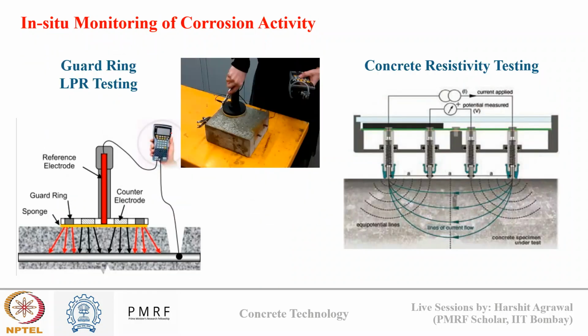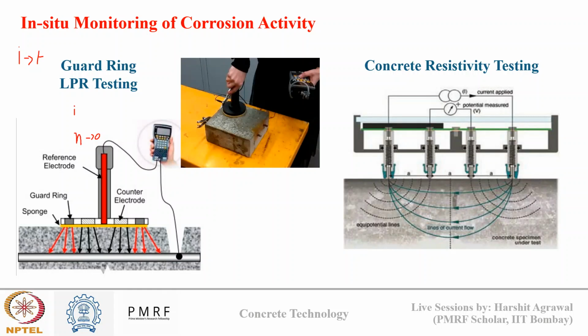Then we have the guard ring linear polarization resistance technique. This is an electrochemical technique which helps us estimate the corrosion current density, and if we know the corrosion current density, we can estimate the corrosion rate also. The key idea here is that we apply a very small perturbation potential, where eta is very close to zero. If we apply a very small perturbation potential, then using the Stern-Geary relationship, we can estimate the corrosion current.